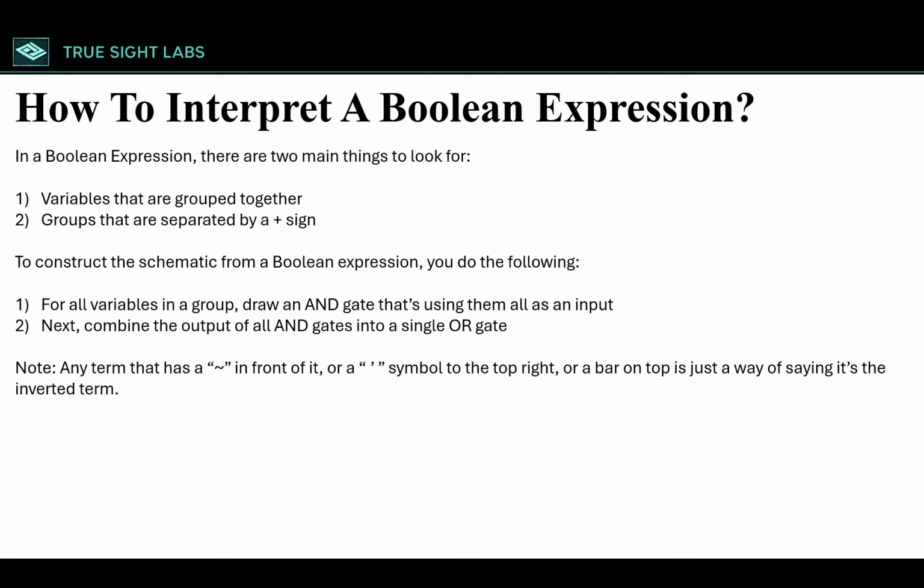So, here's the method. For each group of variables, draw a single AND gate that takes all of those variables as inputs. Then, take the outputs of all of those AND gates and combine them into one OR gate to produce the final output. And finally, remember that if you see a tilde, a tick mark, or a bar over a variable, that just means the variable is inverted before it goes into the gate.